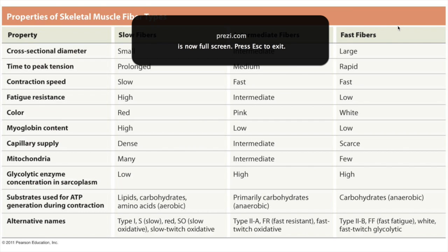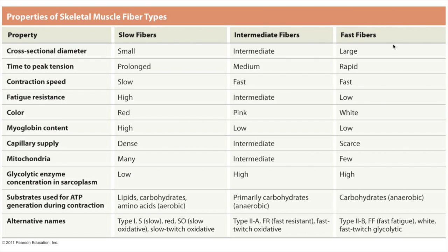So the fast fibers, they have a very large diameter. They have high glycogen content because they use lots of glycogen. They have a very low myoglobin content because they don't use myoglobin. They have very few mitochondria. They have few capillaries. They contract very fast, but they also fatigue fast.